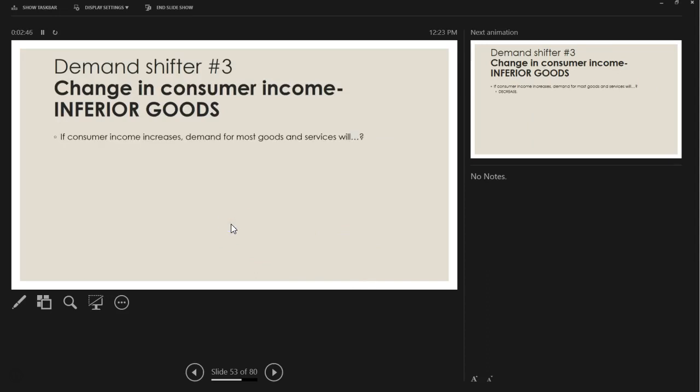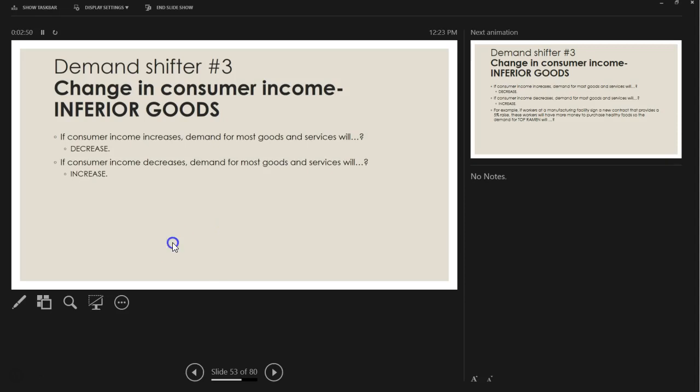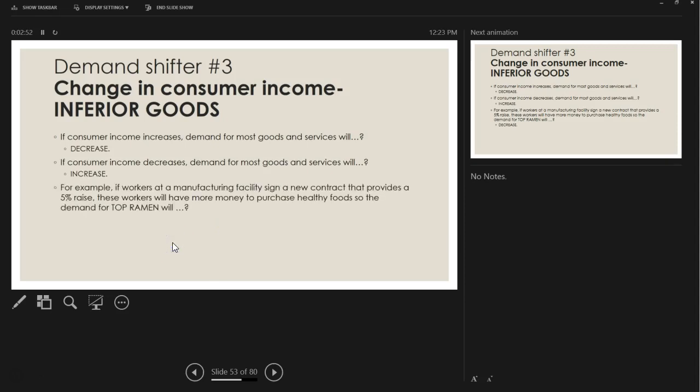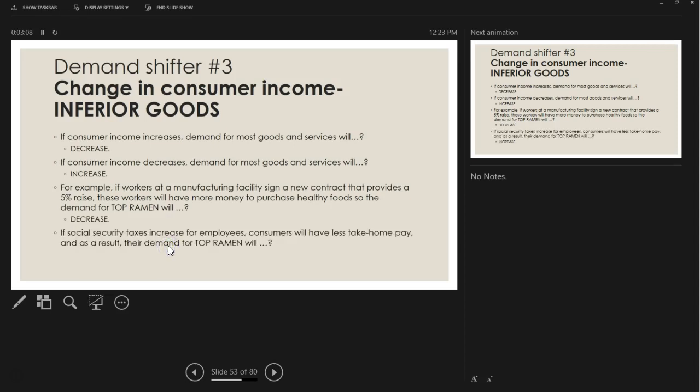All right. Again, let's try it. For example, if workers at a manufacturing facility sign a new contract that provides a 5% raise, these workers will have more money to purchase healthy foods. So the demand for top ramen will do what? If Social Security taxes increase for employees, consumers will have less take-home pay, and as a result, their demand for top ramen will do what?